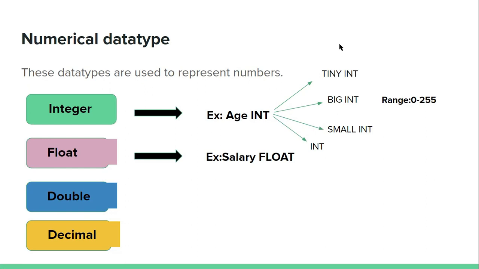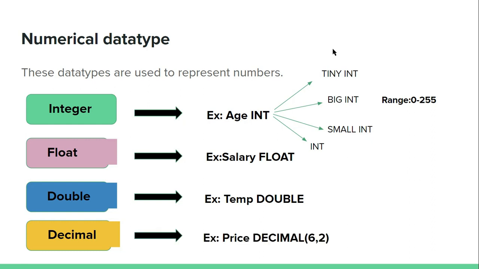Next is double. Example for this is temp double, where temp is a column and double is a data type. The double data type represents a floating point number with double precision. It provides a high level of precision compared to a float and is suitable for approximations that require moderate accuracy. The last numerical data type is decimal.